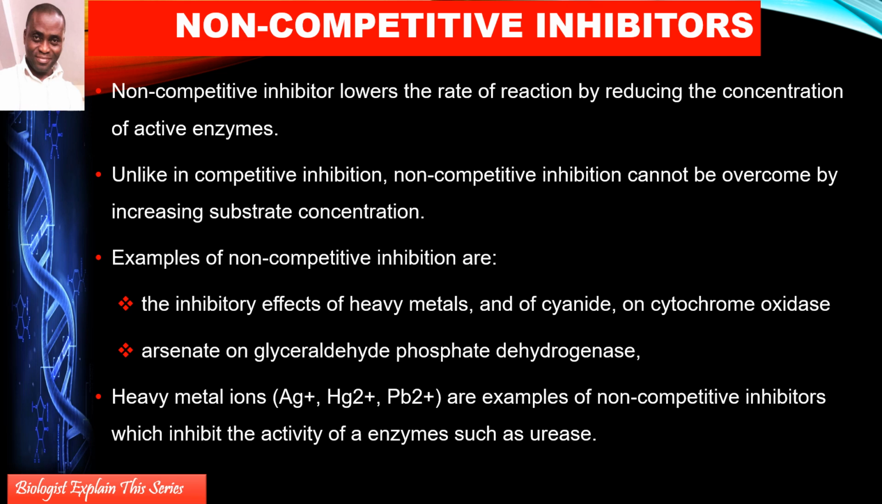Now, there are some metabolic poisons that act on the respiratory pathway, in particular the electron transport chain that occurs in the mitochondrion.